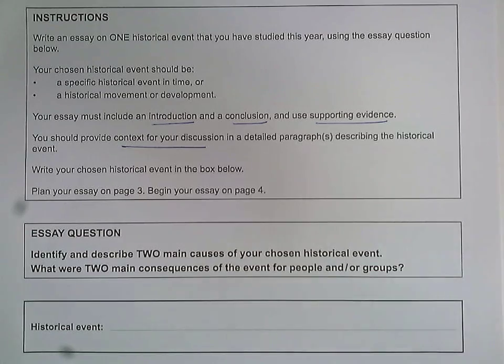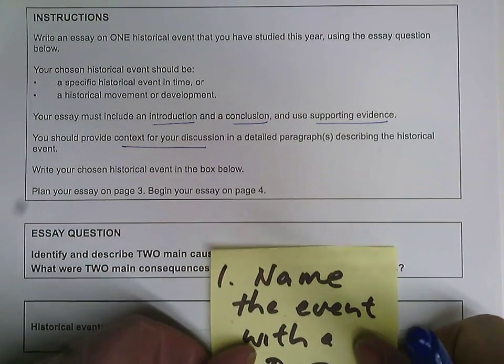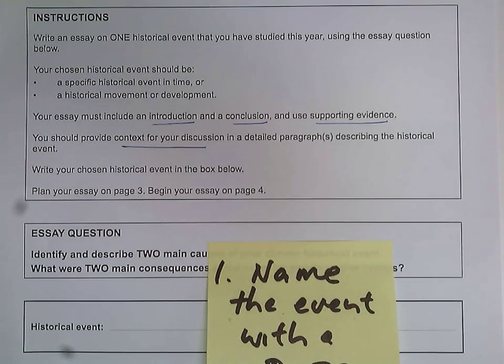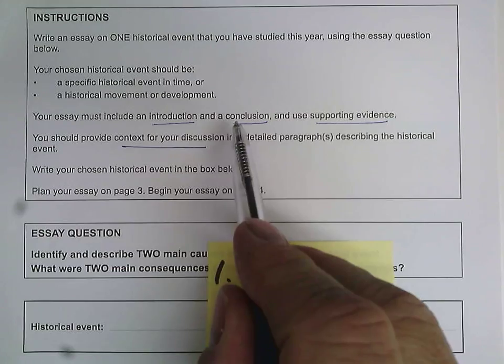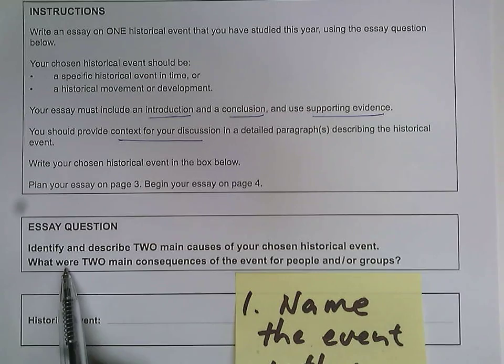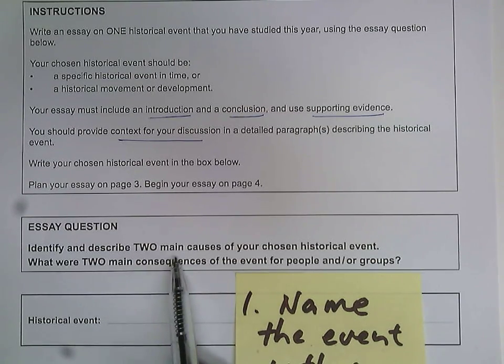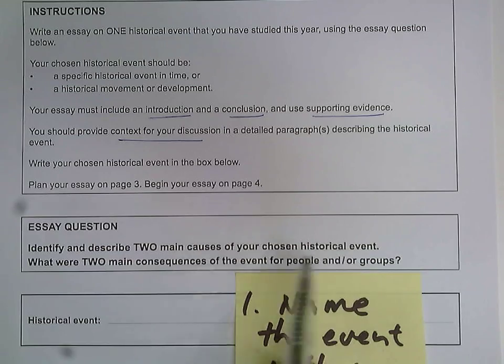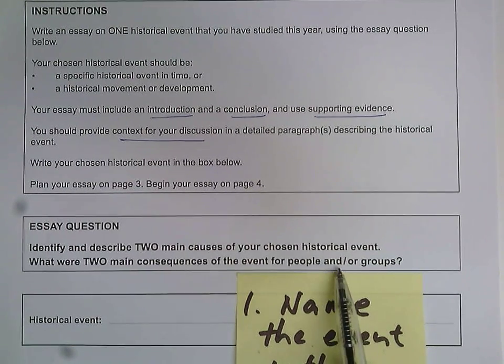So I've got 5 tips. So the first tip, name the event with a date. Even though it doesn't specifically ask you for a date, put it in there. Now, we're going to look at the structure of an essay, with the introduction and the conclusion. And the question says, identify and describe 2 main causes of your chosen historical event. What were the 2 main consequences of the event for people and or groups? Just need to watch the detail there, whether that's people and groups.